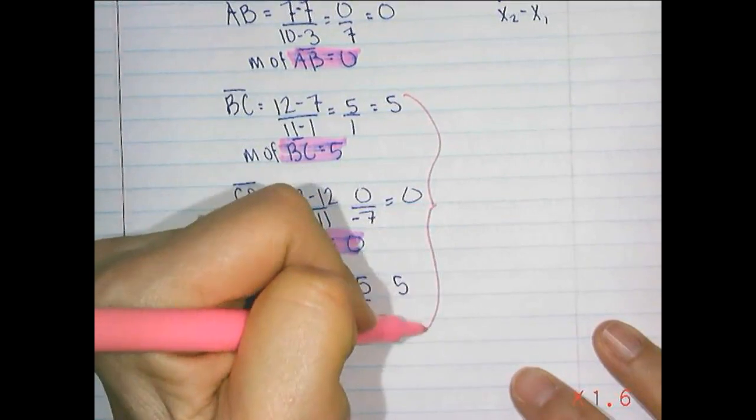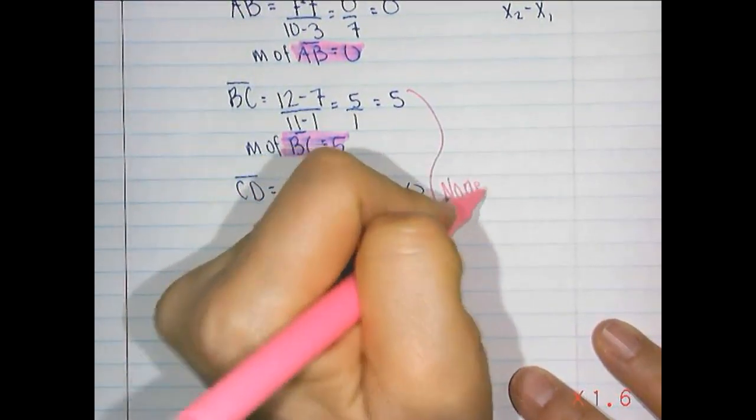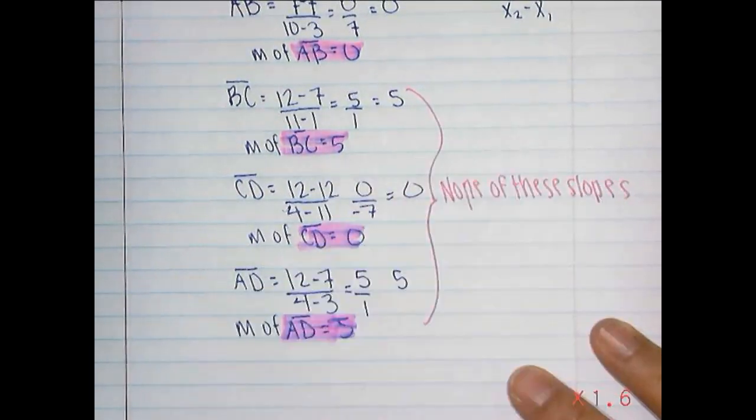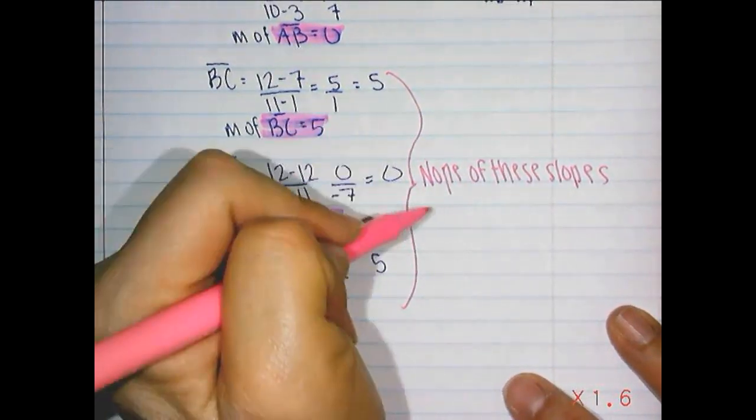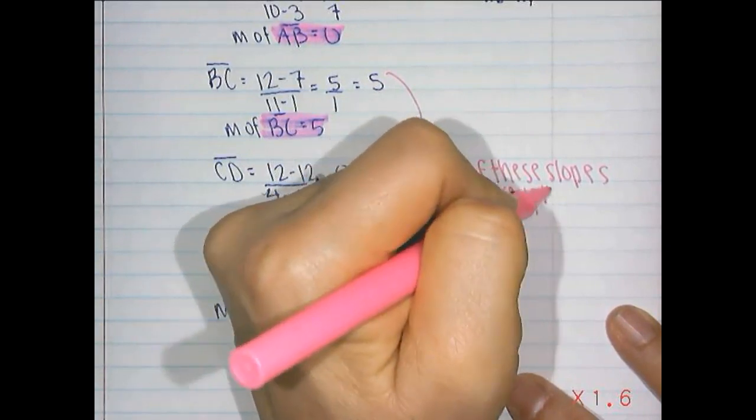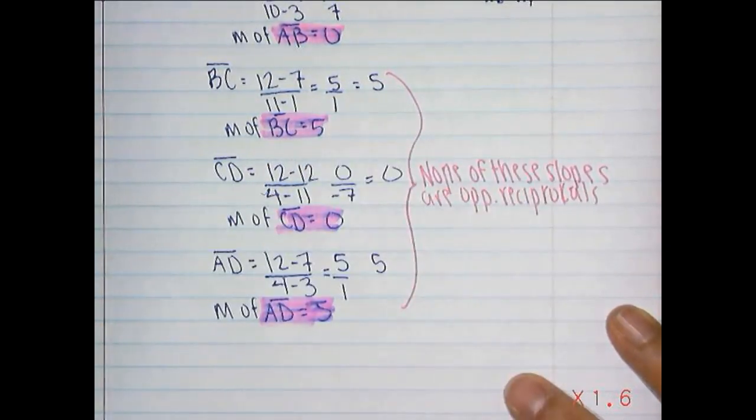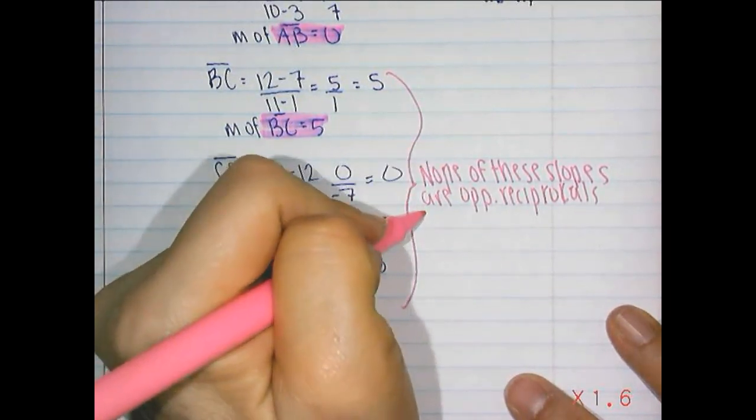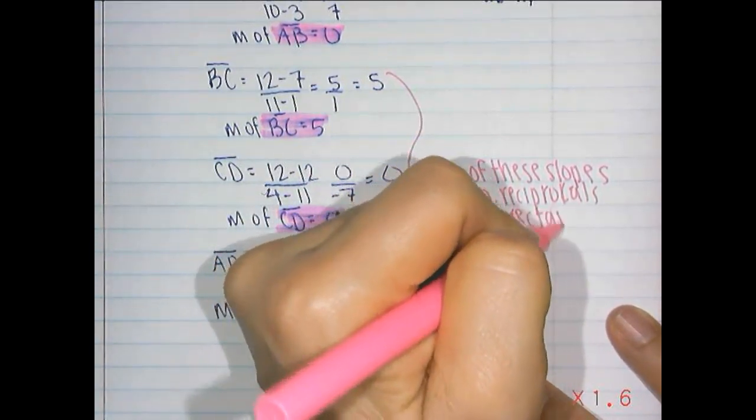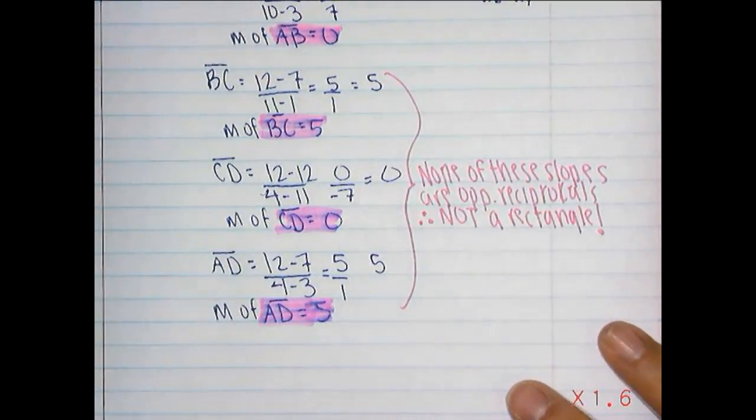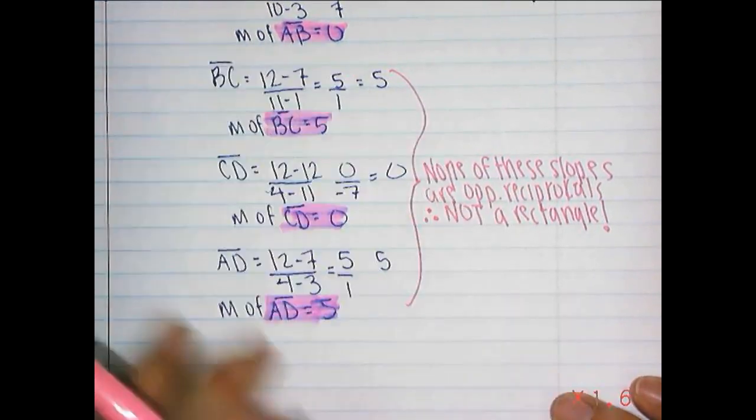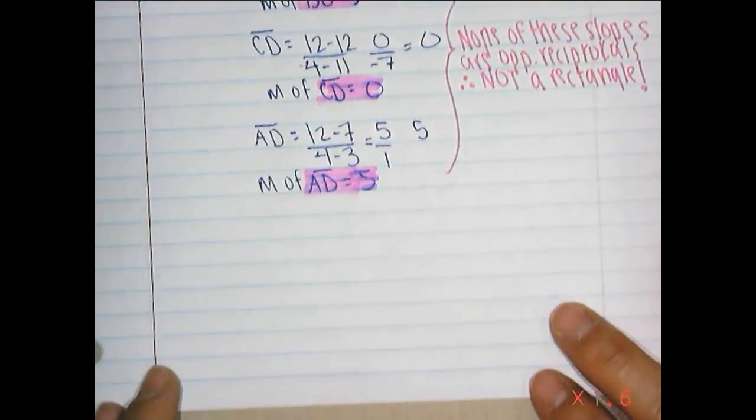None of these slopes are opposite reciprocals, so it cannot be a rectangle. Therefore, it's not a rectangle. We have no perpendicular lines here, no opposite reciprocals.